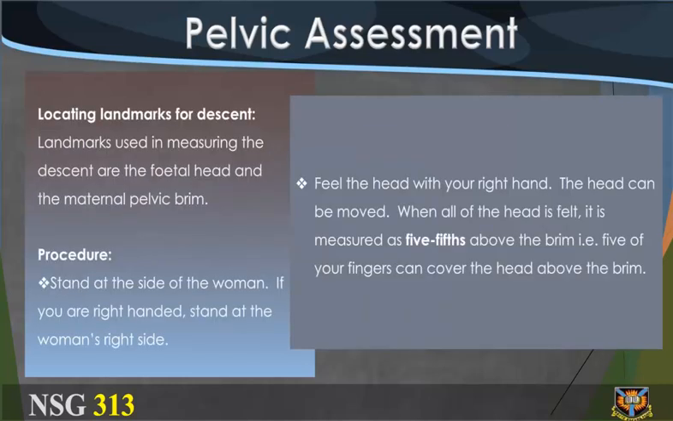Locating landmarks for descent. Landmarks used in measuring the descent are the fetal head and the maternal pelvic brim. Procedure. Stand at the side of the woman. If you're right-handed, stand at the woman's right side. Feel the head with your right hand. The head can be moved. When all of the head is felt, it is measured as 5 fifths above the brim, i.e., 5 of your fingers can cover the head above the brim.